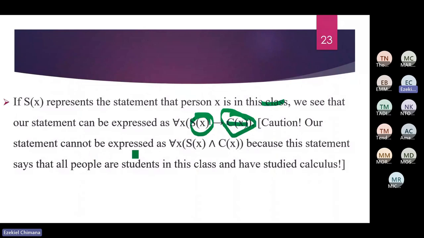Our statement cannot be expressed as for all x, S(x) and C(x), because that says all people are students in this class and they have studied calculus, which is wrong. Not all people are students in that class, because you are now considering all people. We are just saying that for those who exist in that class, they have studied calculus. I don't know if there is any question here.